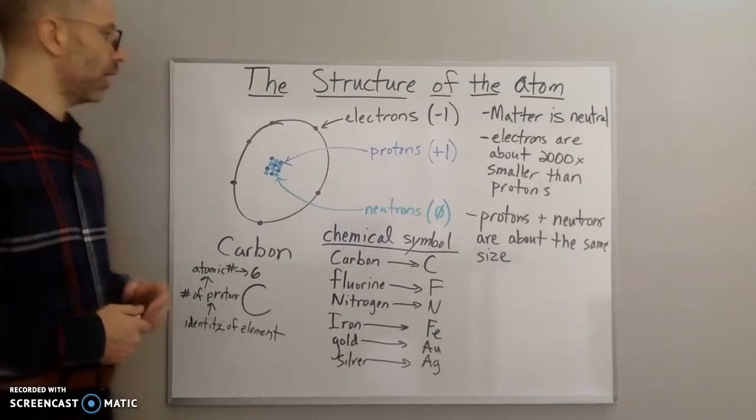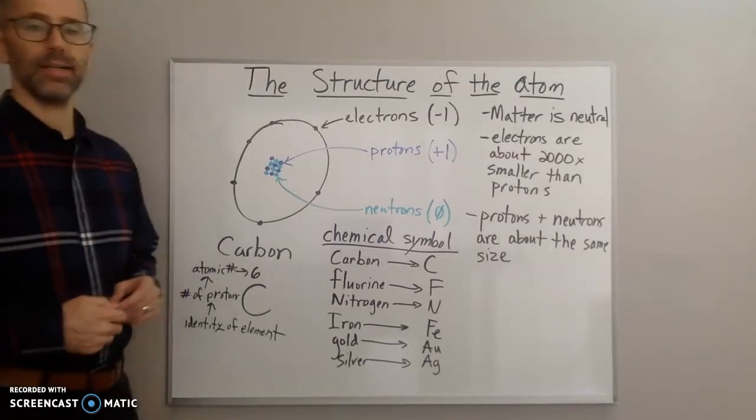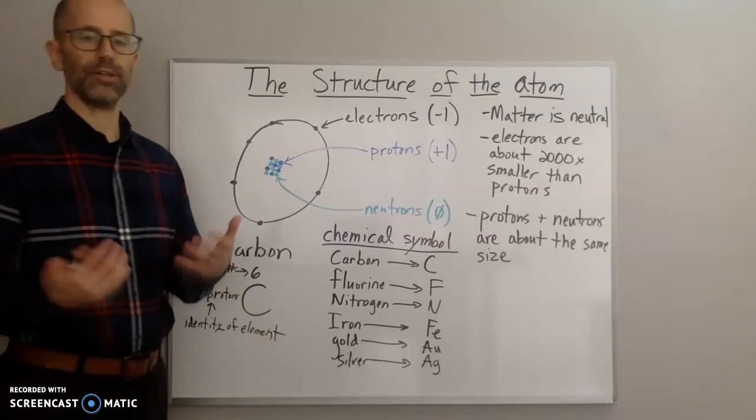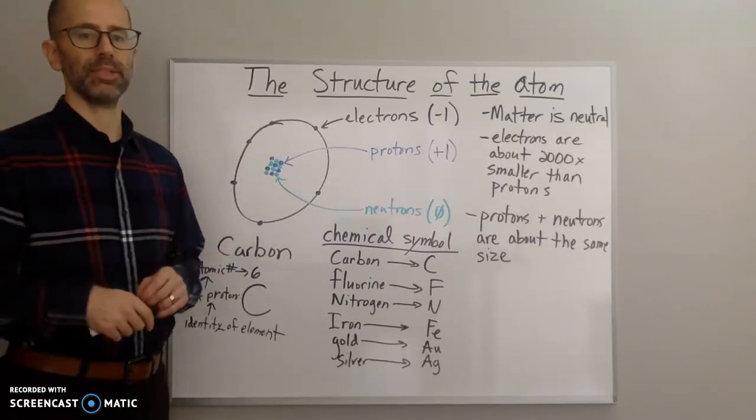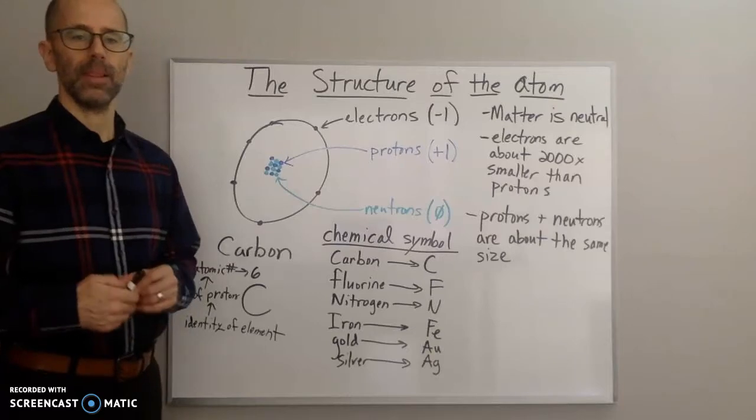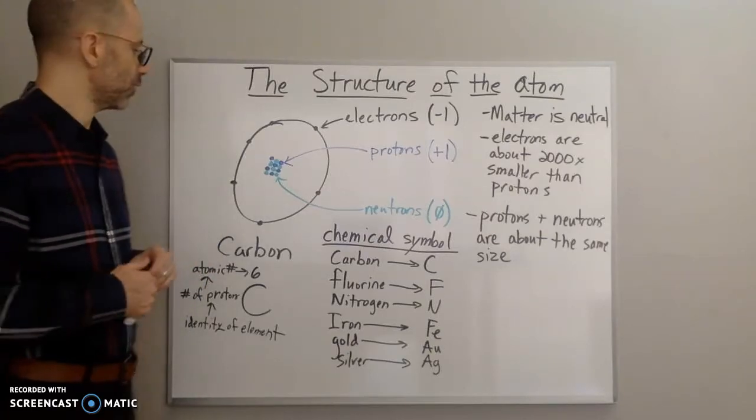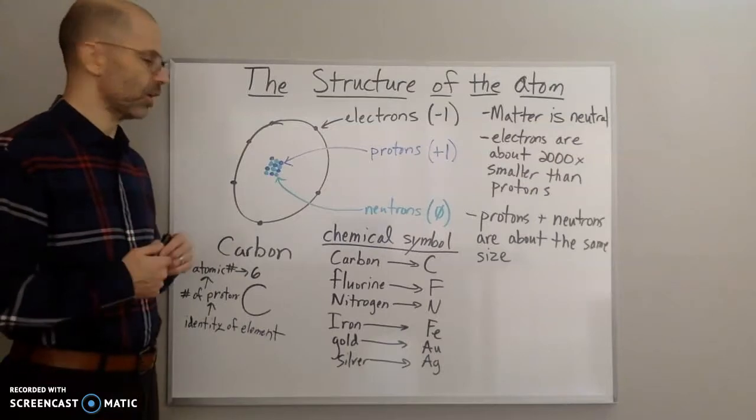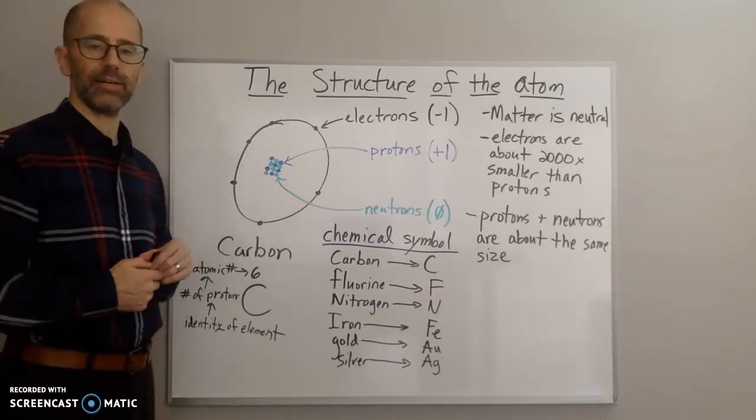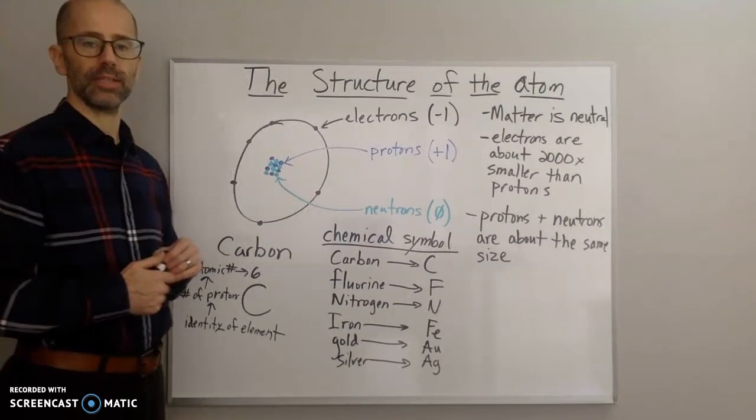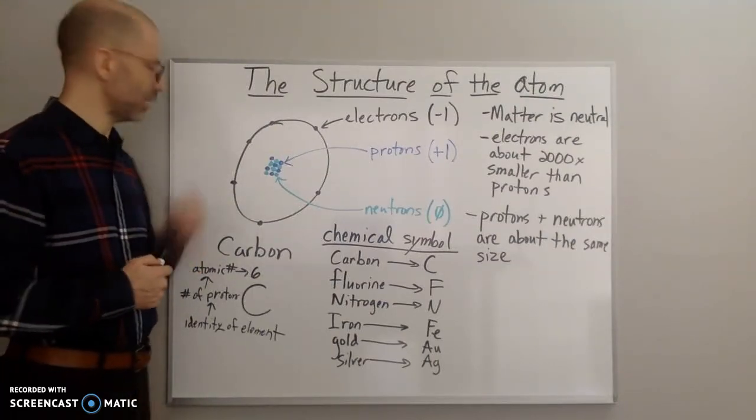The first thing I want to talk about is this idea that matter is all neutral, not atoms. Atoms can be of different charges, but matter itself is neutral. And the reason for that, and maybe a larger reason for that, is because atoms tend to have equal numbers of protons and electrons. So let me jump into the structure of the atom.